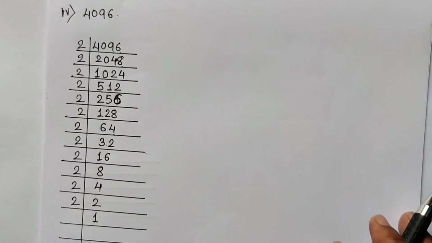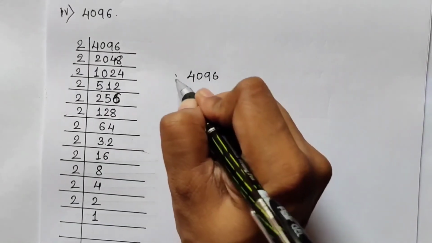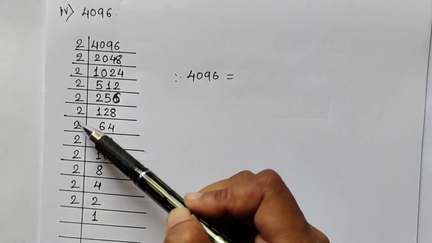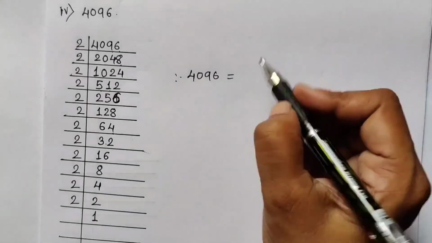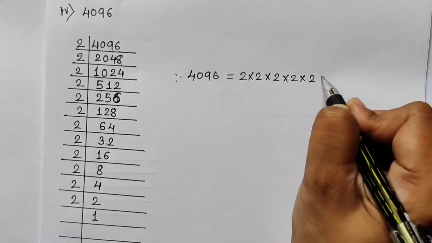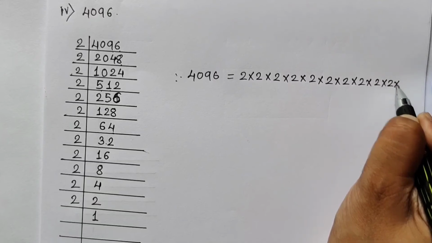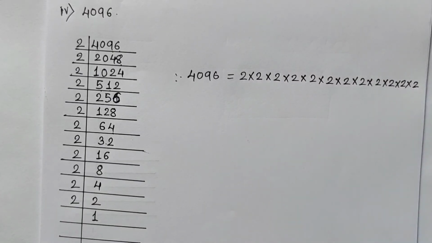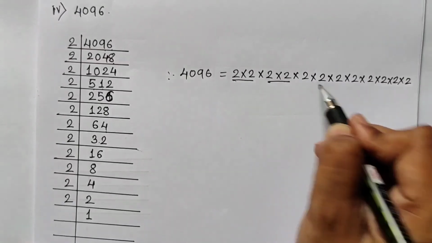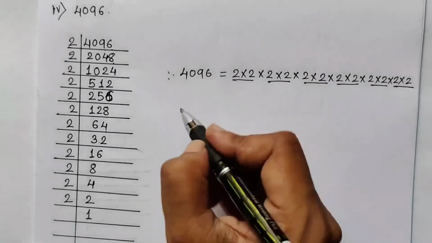So now write all these factors for 4096. Therefore 4096 is equal to, how many times 2 we are getting? 1 2 3 4 5 6 7 8 9 10 11 12. 12 times 2. Now make the pair of 2 2s. So this is one pair, this is second pair, this is third pair, this is fourth, this is fifth, and this is sixth. 6 pairs we are getting.